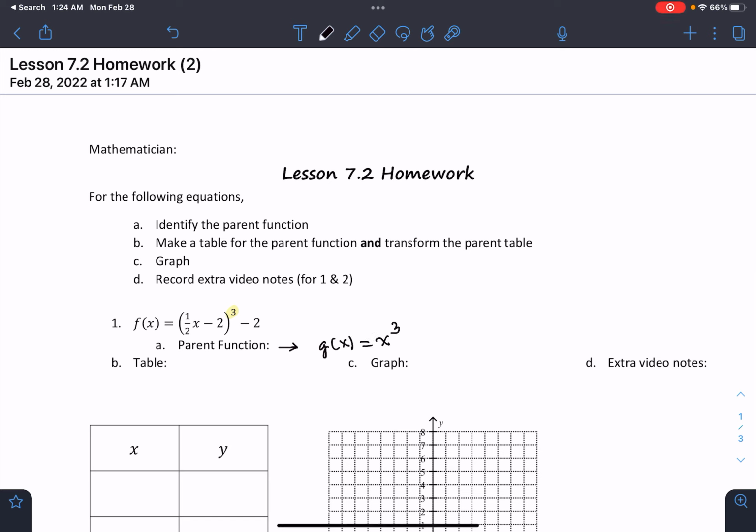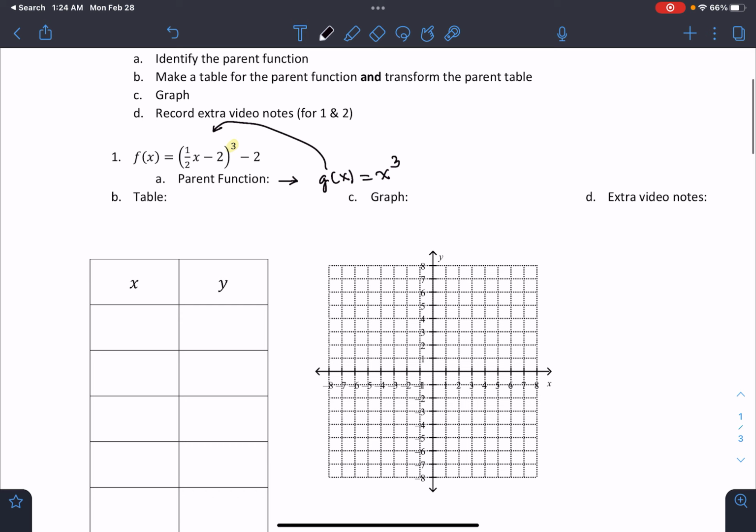So our original graph is x cubed, and we did a whole bunch of things in order to get this. Okay, and that's what we're trying to graph. So before we even talk about the transformation and what happened to f of x, let's go ahead and make the table for g of x.